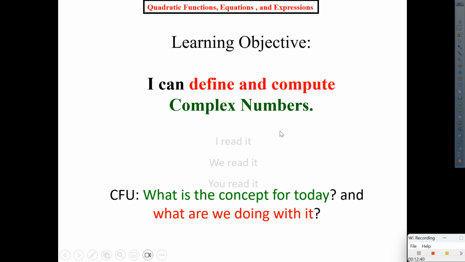So, here we go. I can define and compute complex numbers. So what goes in the center of our FAIR model? Complex numbers.